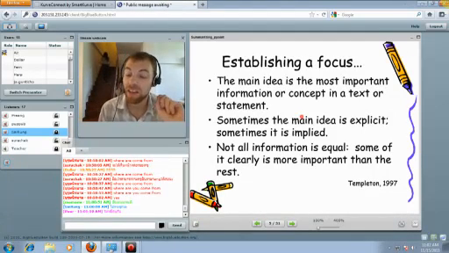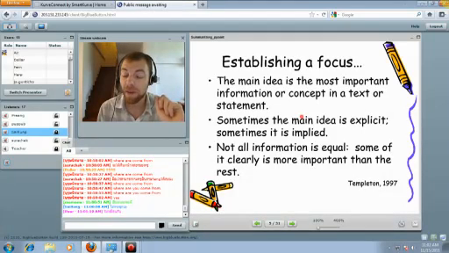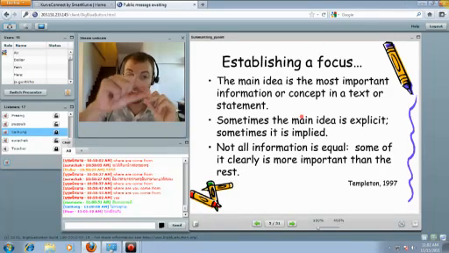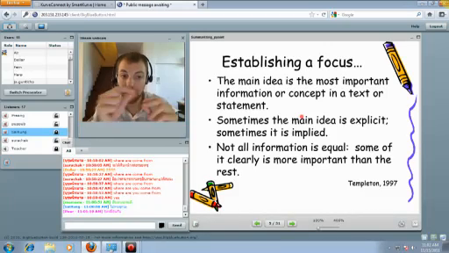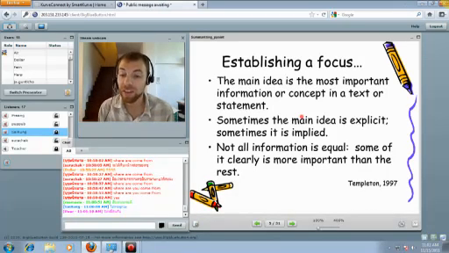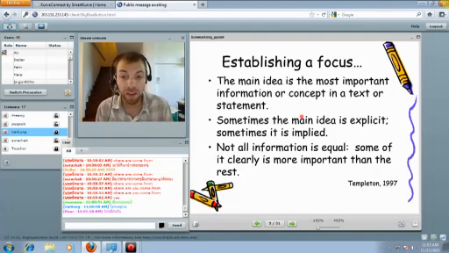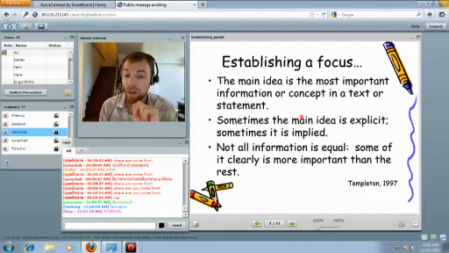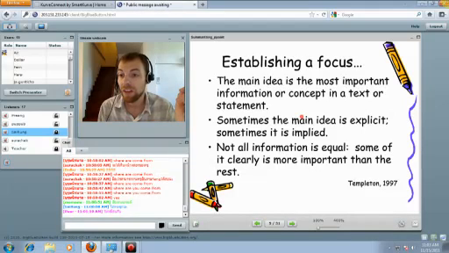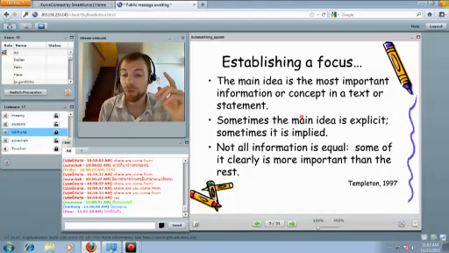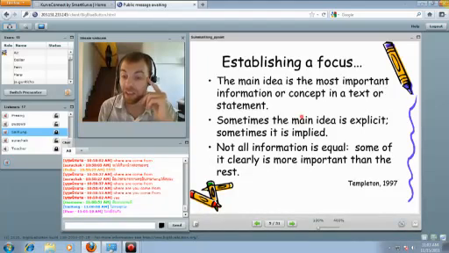But an implied idea is something that you have to read many sentences and take this and this and this and make your own idea. So sometimes the main idea is very easy. It is the first sentence. And sometimes it is all of the paragraph, and you have to think about it and find the main idea yourself.